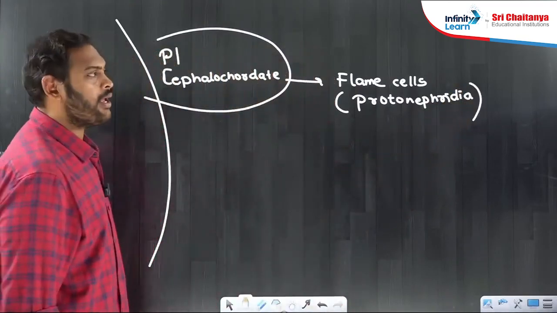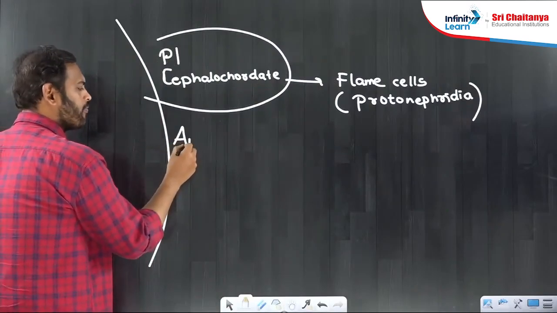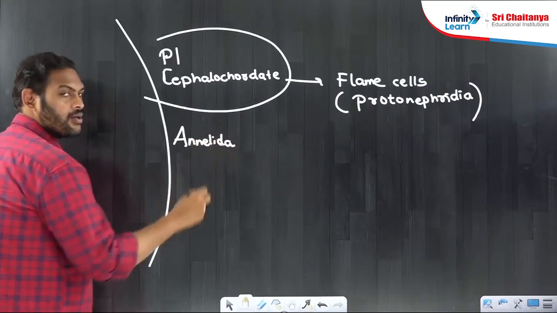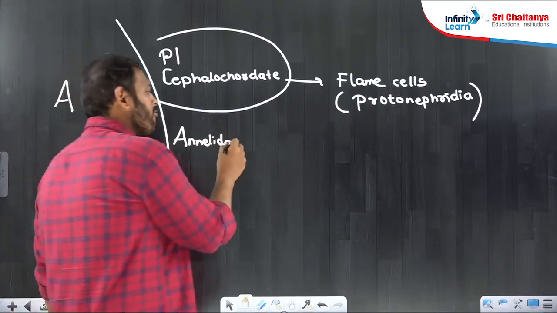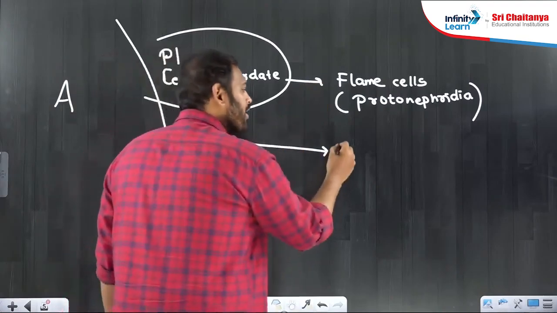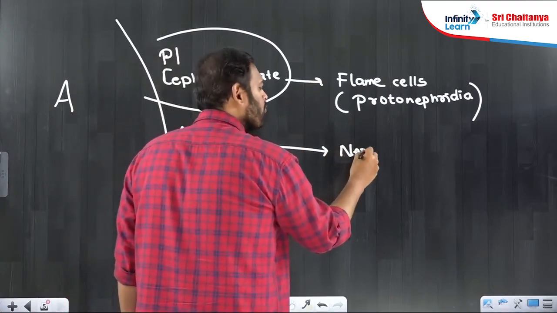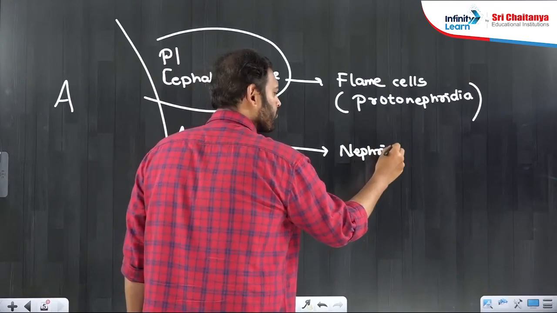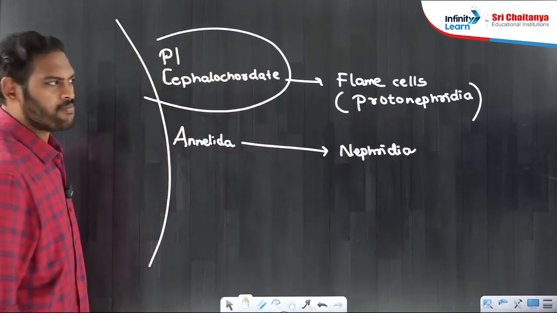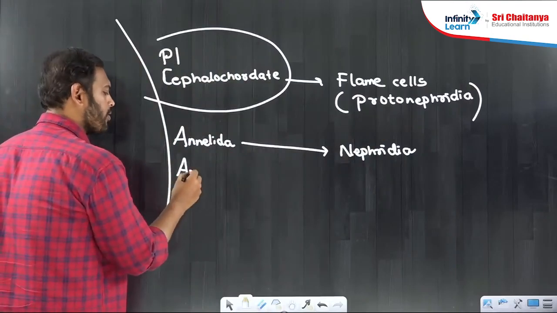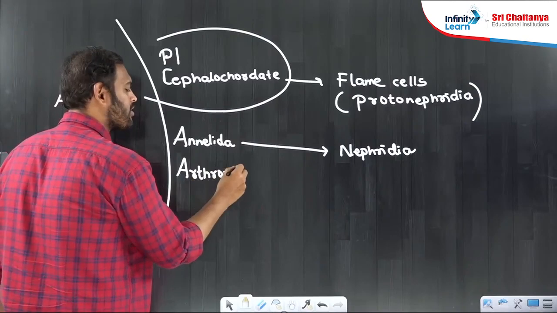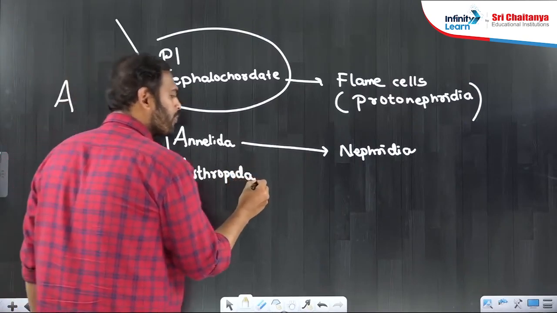Done. In case of Annelida, like earthworms, leeches, nereis, they may try to excrete with the help of better structures than flame cells. What are those? Nephridia. Much evolved, much better. Like this. If you ask me about arthropods, guys, Arthropoda is the largest phylum ever discovered among Animalia.